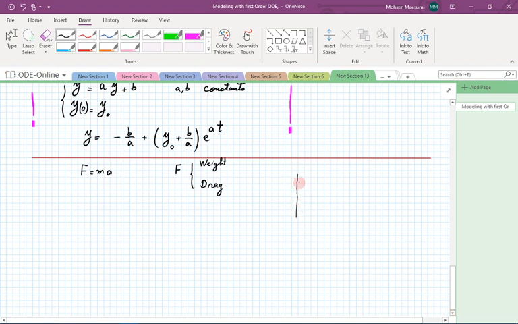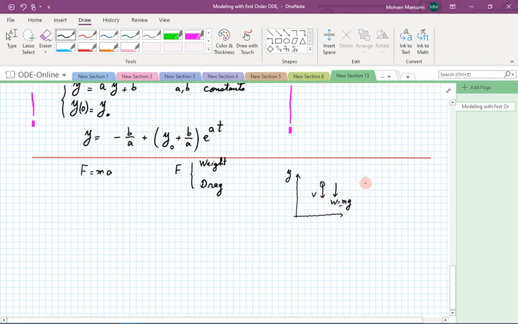So again, this object is somehow traveling in air. Suppose here's the object, it's traveling downward. We have a weight. The weight of this object always points down, that is mg. Since it's pointing down, if my axis is taken to be pointing upwards, w is going to be minus mg. If the velocity of this object is negative, then the force of drag on it is going to be positive.